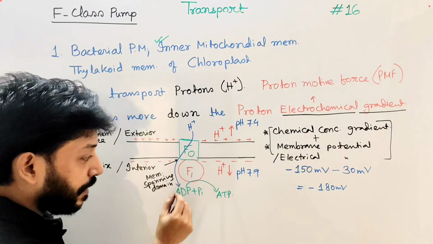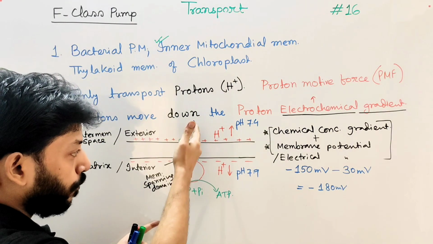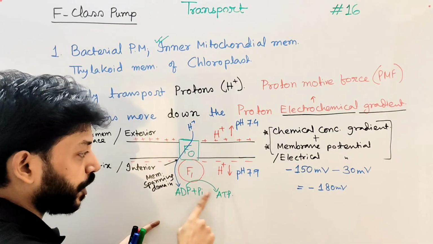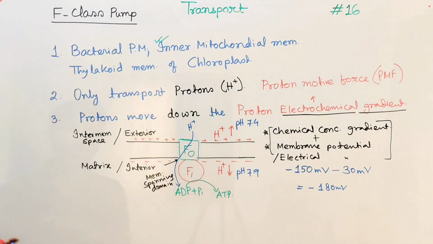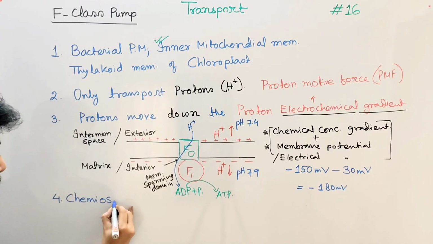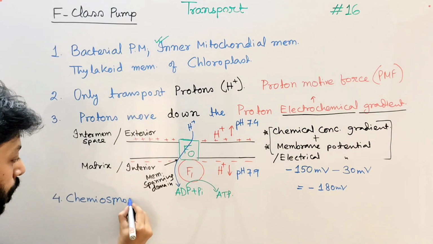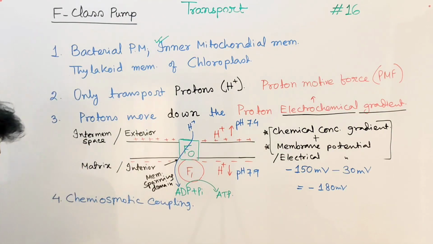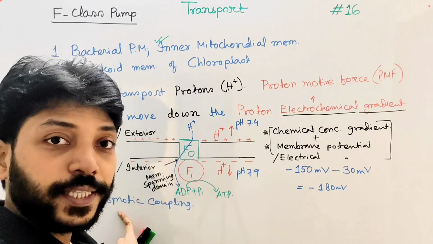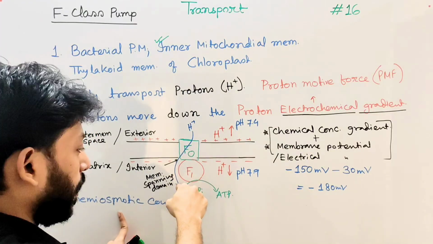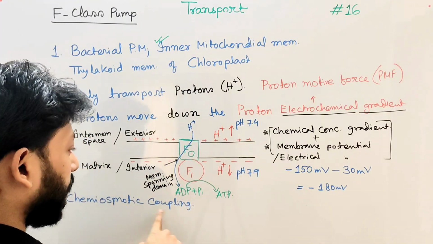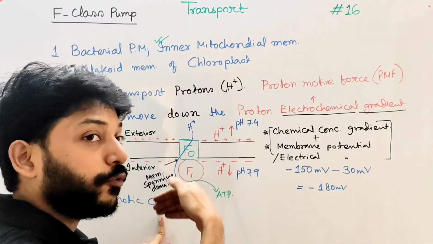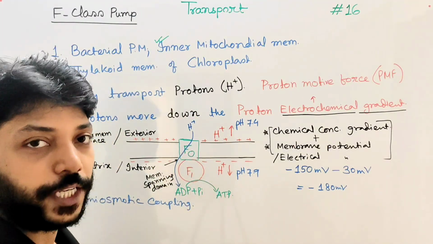This mechanism, in which the movement of protons helps in the generation of ATP, is called chemiosmotic coupling. So we have to understand this point also. Chemiosmotic coupling occurs. Chemiosmotic here means the movement of protons inside, into the matrix, and coupling means the production of ATP with the help of this movement.